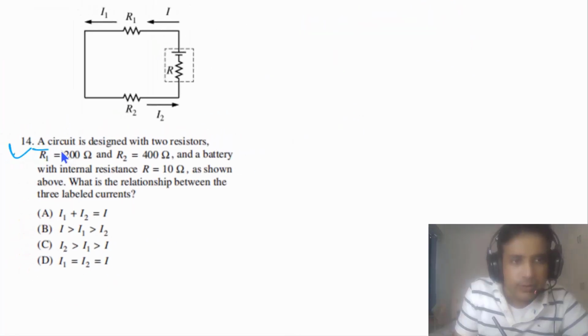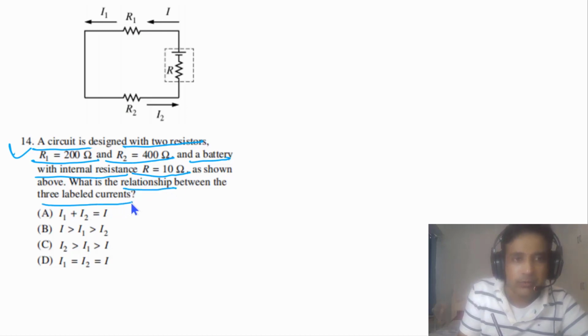Question 14 says a circuit is designed with two resistors. R1 is equal to 200 ohms and R2 is equal to 400 ohms, and a battery with internal resistance r is equal to 10 ohms as shown above. What is the relationship between the three labeled currents, I, I1 and I2?